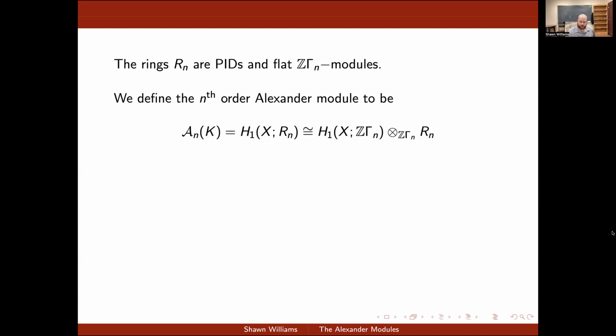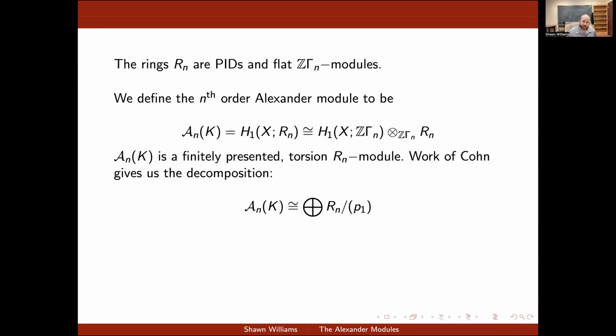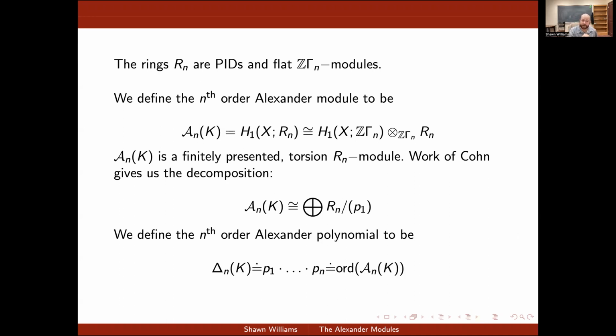Okay. So A_n of K, the nth order Alexander module, is going to be a finitely presented torsion Rn module. And by work of Cohn, we actually have the same result that we would have in the commutative case for finitely generated torsion modules over a PID. They decompose into a direct sum of cyclic modules. We have the same thing in this non-commutative case for Ore domains. Our nth order Alexander module is going to decompose as a direct sum of cyclic Rn modules. This is nice because we can define the Alexander polynomial to be the product of the generators of these ideals.